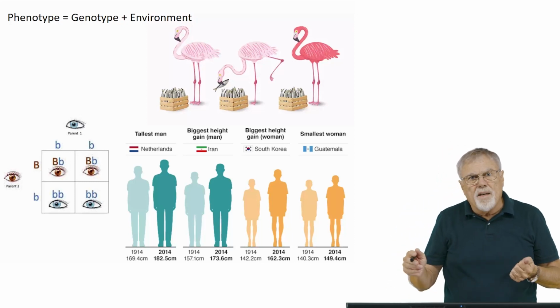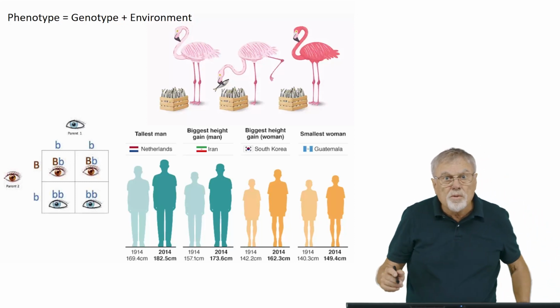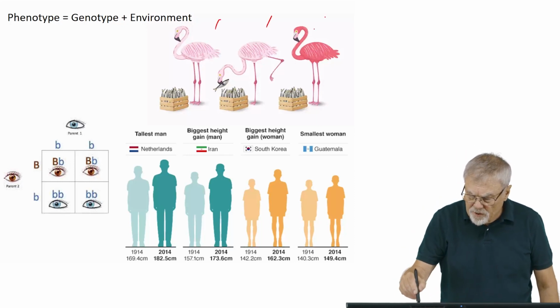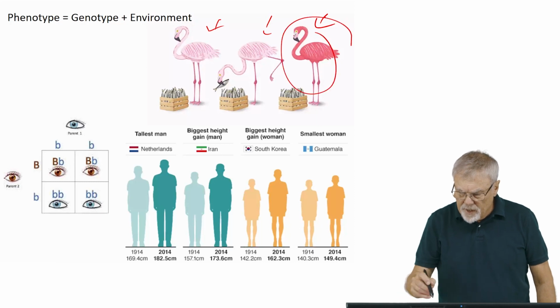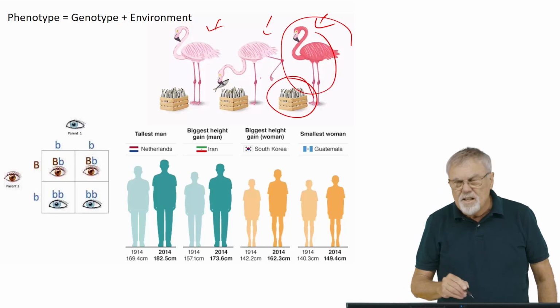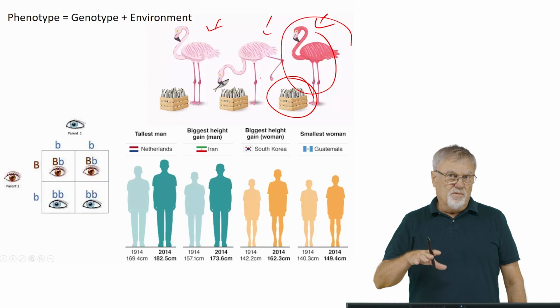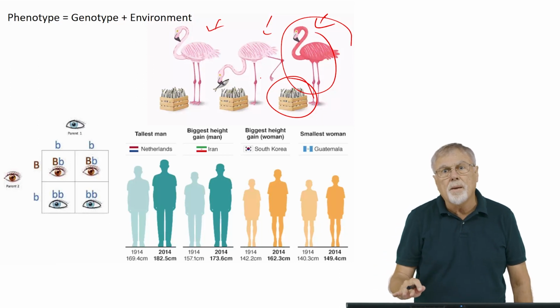A good example of that is looking here at flamingos. These individuals here, let's just say they all have the same set of genes in them, but this one here is pink. It's on the basis of what she ate. So the environment here is very important with respect to the phenotype.